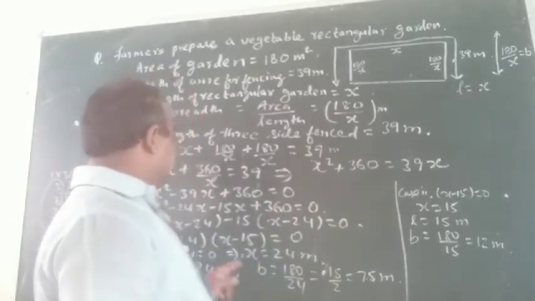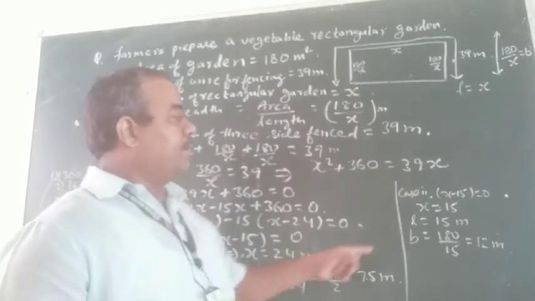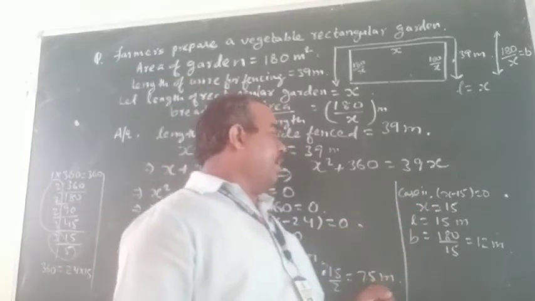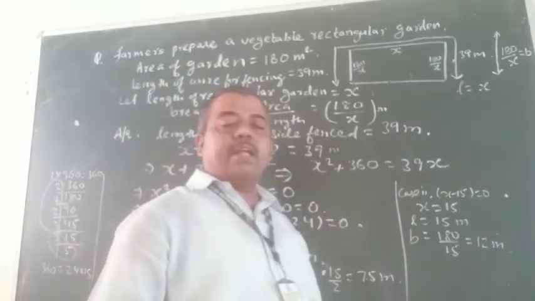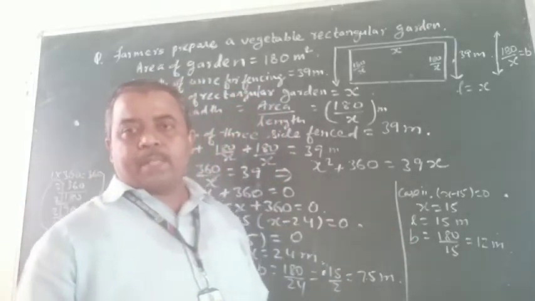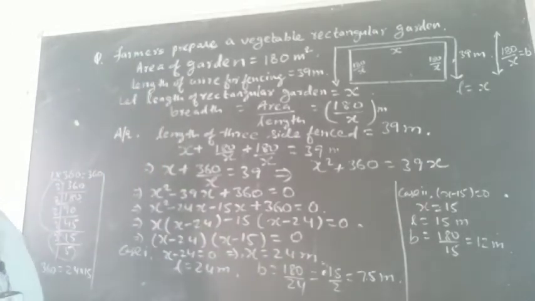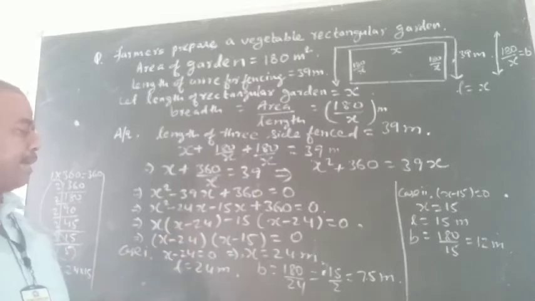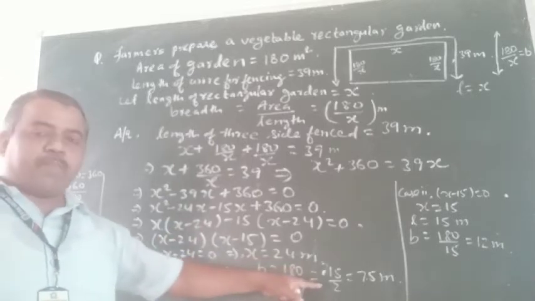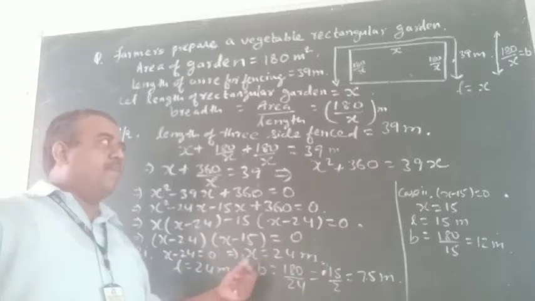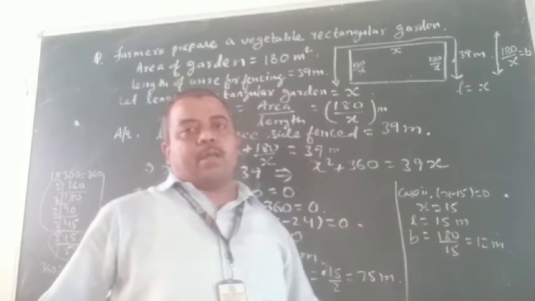Now, if I go with the second factor, case 2, x minus 15 equal to 0, x equal to 15, that means length equal to 15, then breadth equal to 180 by 15, that means 12 meter. Confirm, my dear? Any problem? Okay? Now, both answers are accepted, because length can be 24 and breadth can be 7.5, both are accepted, and length can be 15 and breadth can be 12, both are accepted.